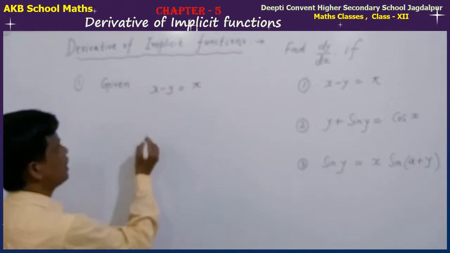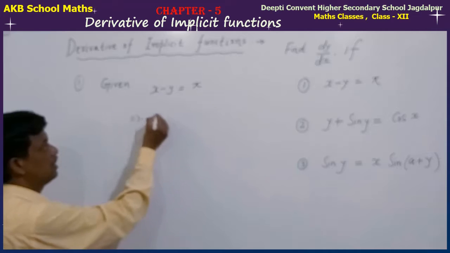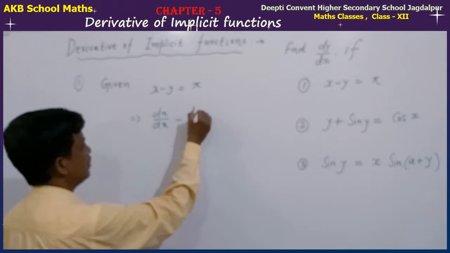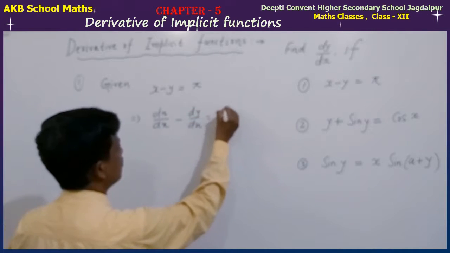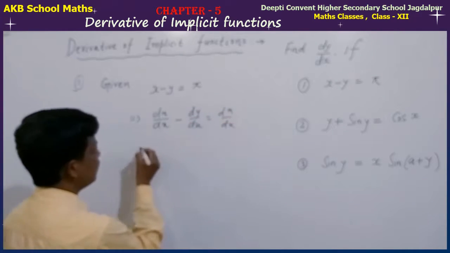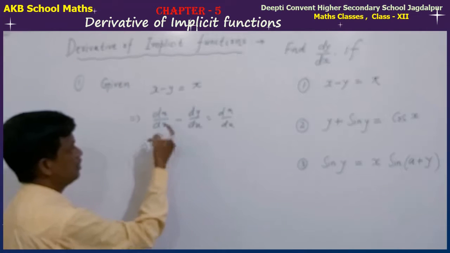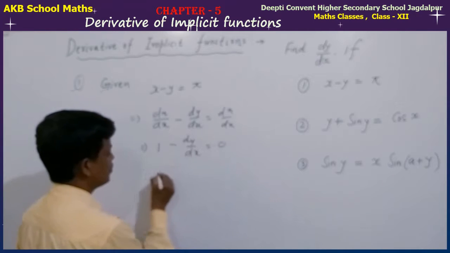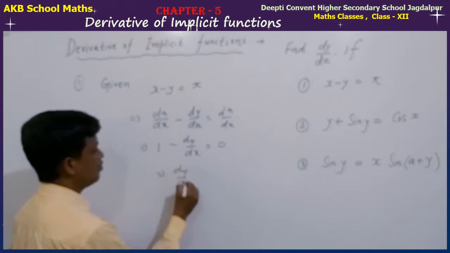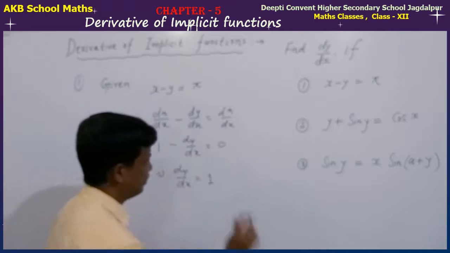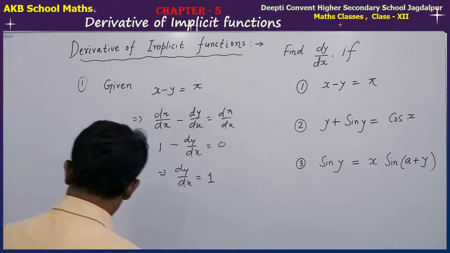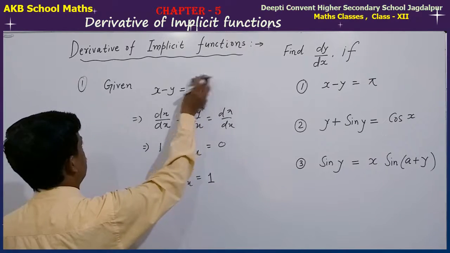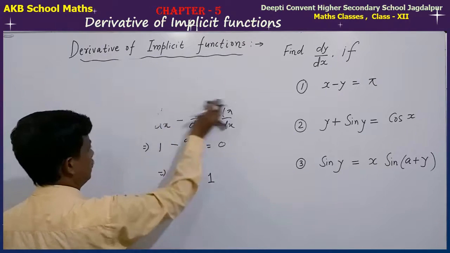How? Differentiate both sides. Then dx by dx minus dy upon dx equals d pi by dx. Here you can see that this is 1 minus dy upon dx, this is 0. So from here you can also find dy by dx equals 1. So this is the derivative of this function. Now take question second.